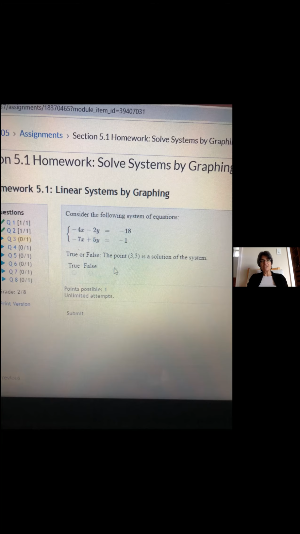So you're going to do negative 4 times 3 minus 2 times 3 and see if it's negative 18. And then you're going to plug in x and y in the second equation. So you don't need to go through the whole process of graphing it. You just need to plug them into both and see if they both work, then it's true. And if it doesn't work in one of them, then it's false.